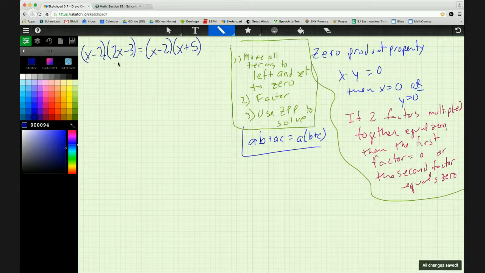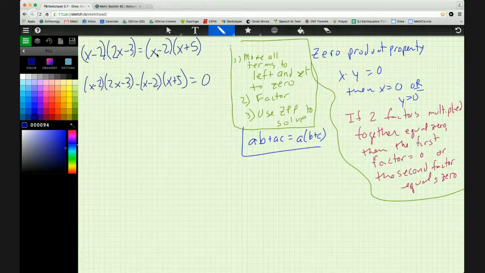Okay, so you can't just look at this and solve it. And there are 2 answers to this. But we're going to solve it by moving all of our terms to the left and setting to 0. So we're going to subtract this big piece here. And we're going to get an equation that looks like this: minus (x minus 2) times (x plus 5), and all of that equals 0. We subtracted this whole piece.